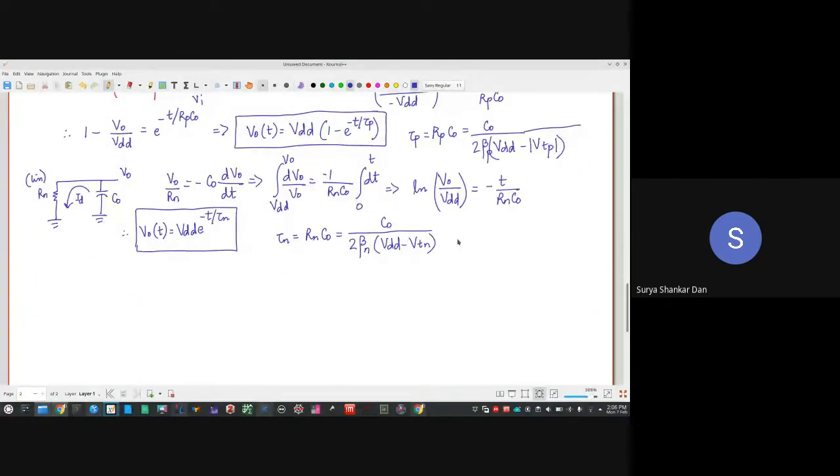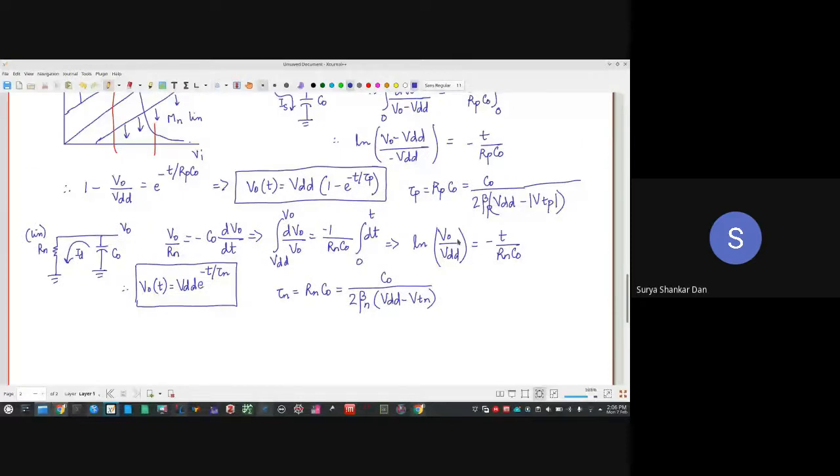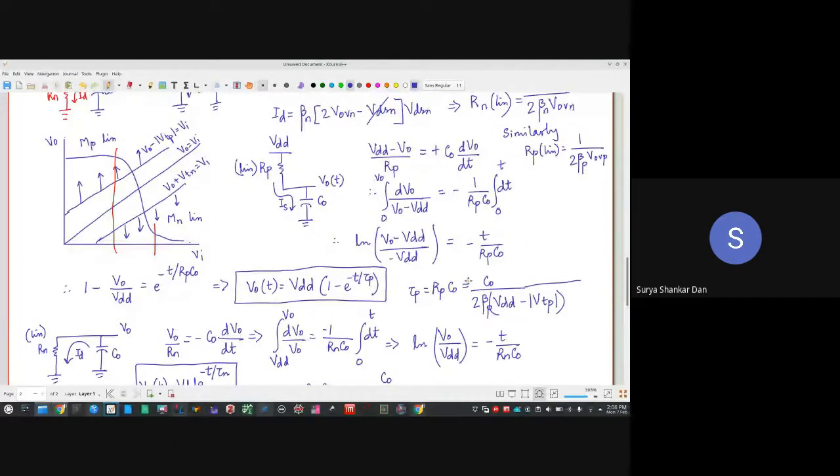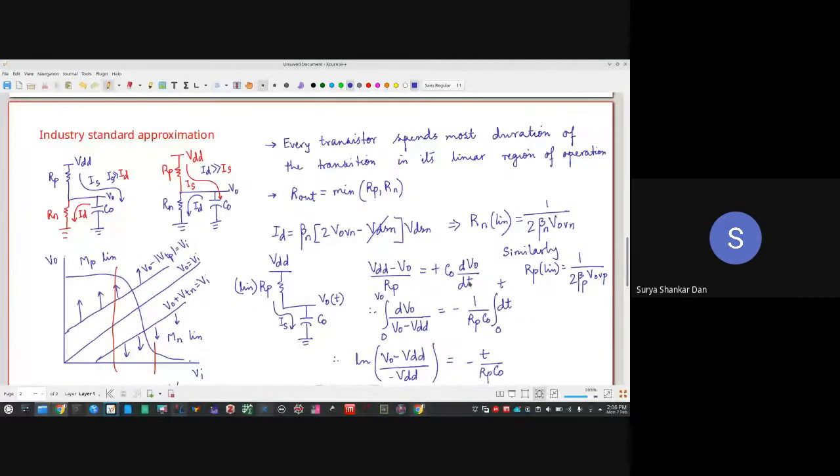Okay, so now who will tell me, just understand how valid, if somebody asks you in the interview, how valid is the industrial standard approximation? The industry standard approximation is, of course, you are taking this approximation, R out is equal to only the minimum of the two. And this is possible because the two transistors will spend most of their transition duration in the linear region of operation.